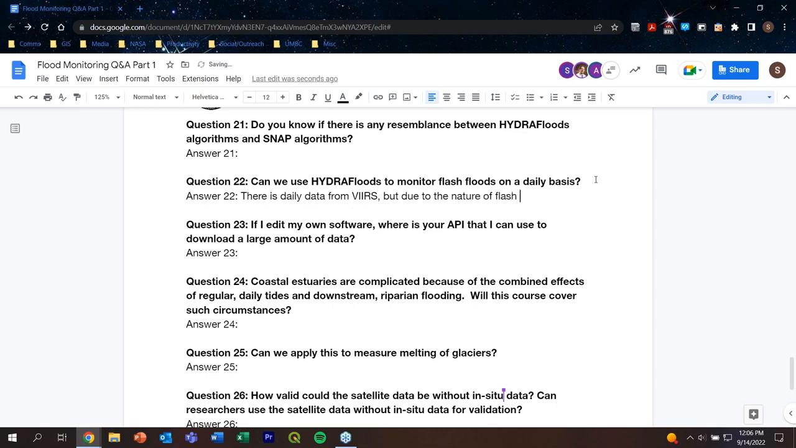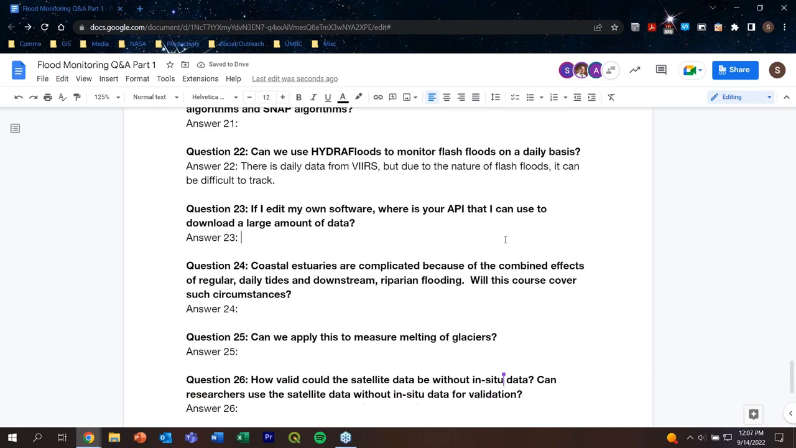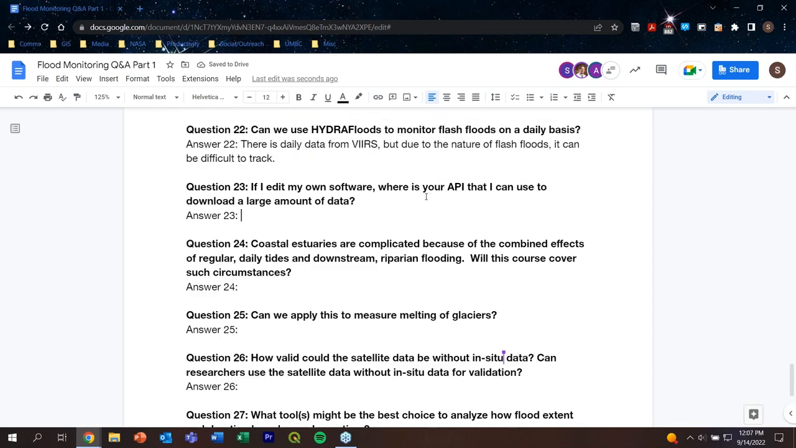If I edit my own software, where is your API that I can use to download a large amount of data? So question 23, can you be more clear? Is this about the Python API that HydroFloods has? Or which API are we talking about?